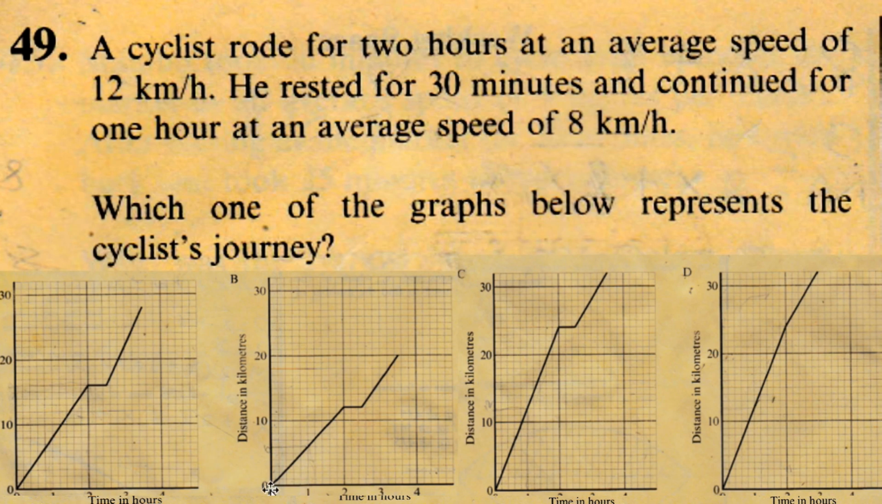Then we move to graph B. The first hour from 0 to 1, we move up and it takes us to 5 kilometers. So the first hour he covered only 5 kilometers. This was a speed of 5 kilometers per hour, which is wrong. Then we come to the third graph, C.